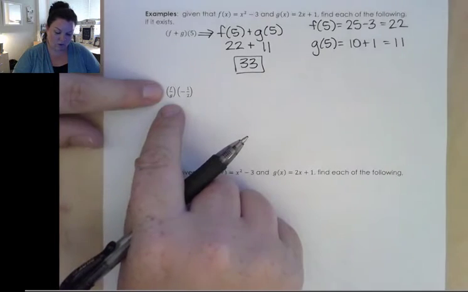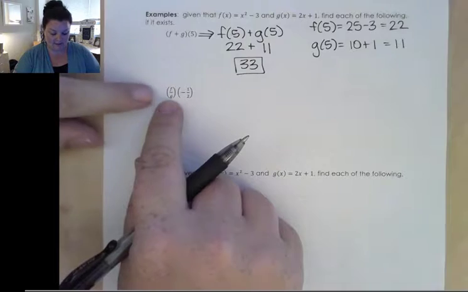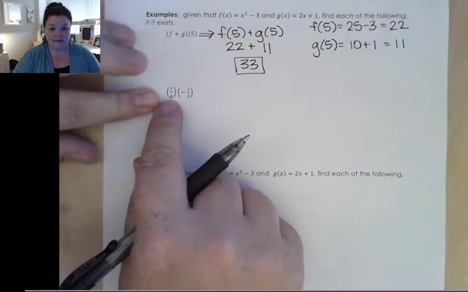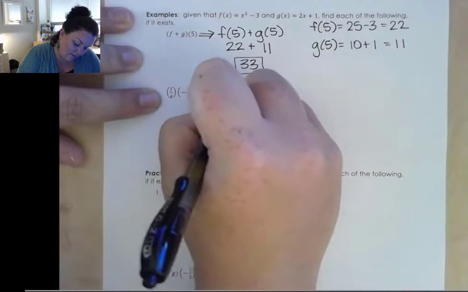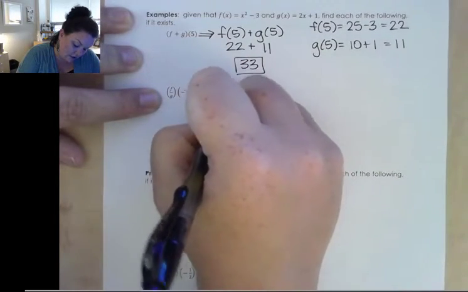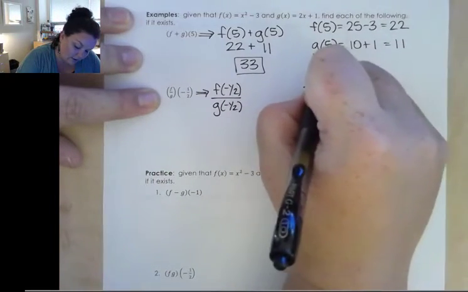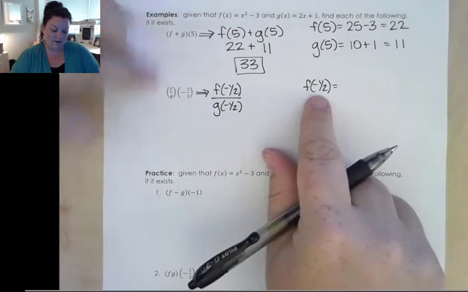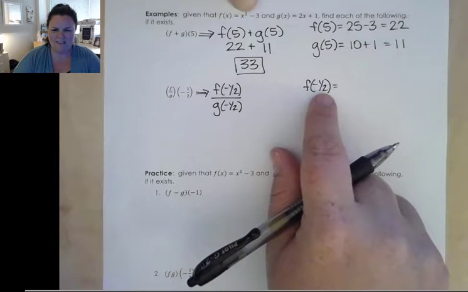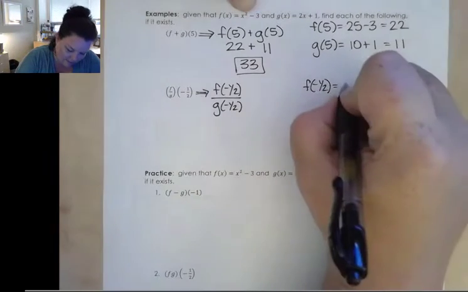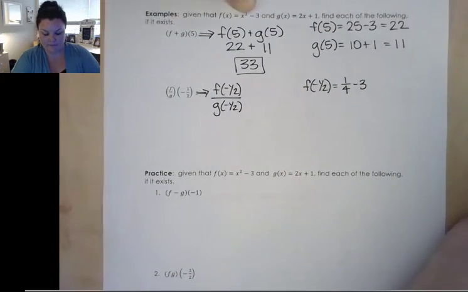The next one is a quotient function, and we've got to be careful with quotient functions, right? Because there could be things that make the denominator 0. So we'll have to pay attention for that. Either way, this still just means we're evaluating f at -1/2 and g at -1/2. I'm going to do f of -1/2 first. F says to square my input and subtract 3. When I square a -1/2, that gives me a positive 1/4, and then I want to subtract 3.